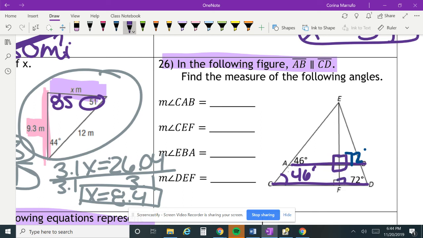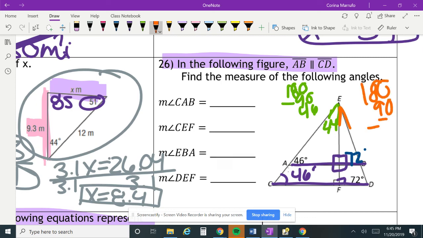And so all we're missing is these angles up here. So if that's 90 and this is 46, if we do 180 minus a 90 minus a 46, that is going to give us 44. And then we do the same thing on this side, and this one ends up being 180 minus the 90 minus the 72. That should give us, I believe, 18. And so we're going to answer the question.